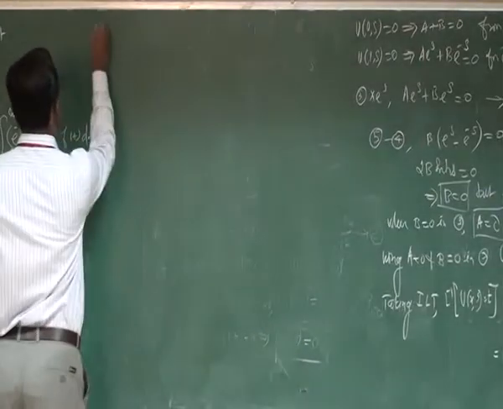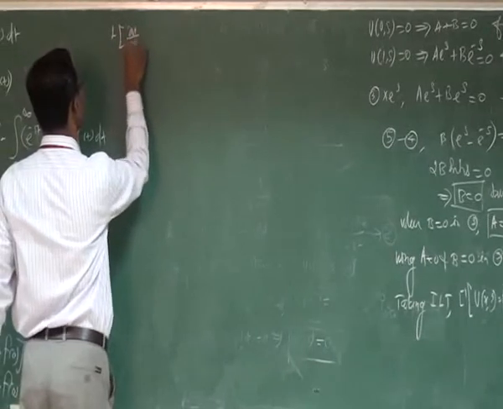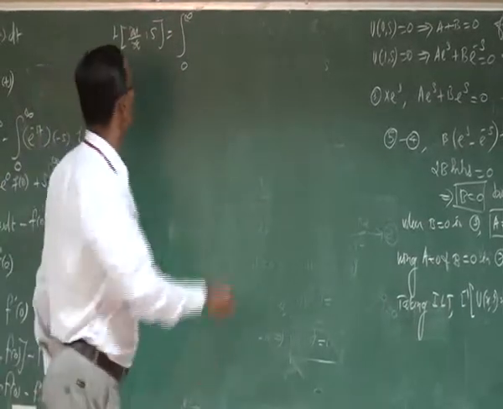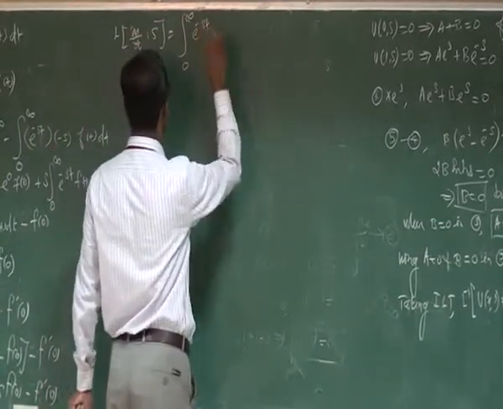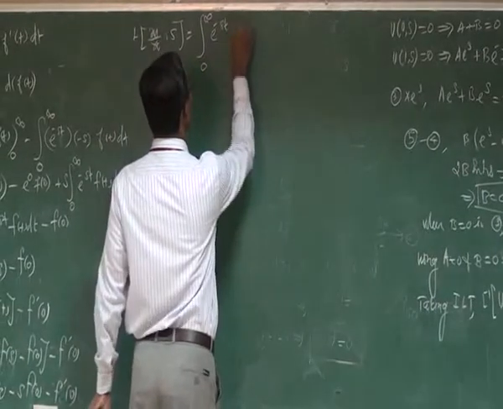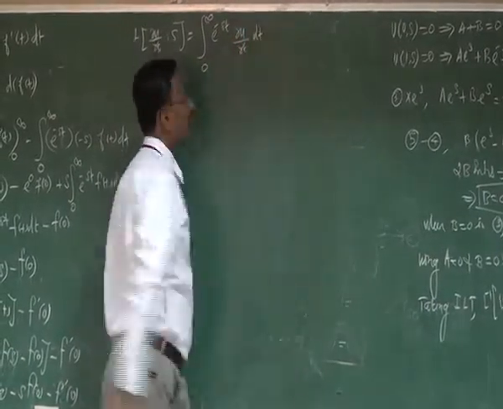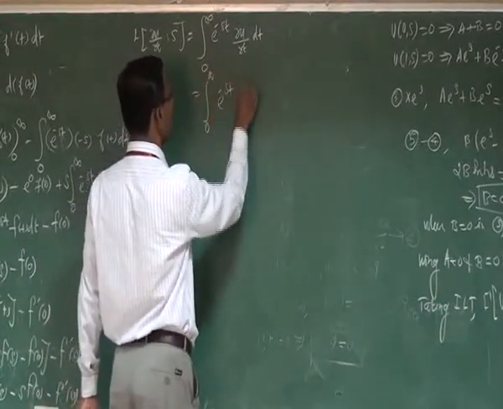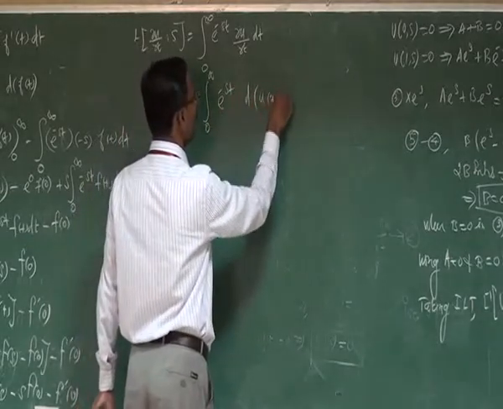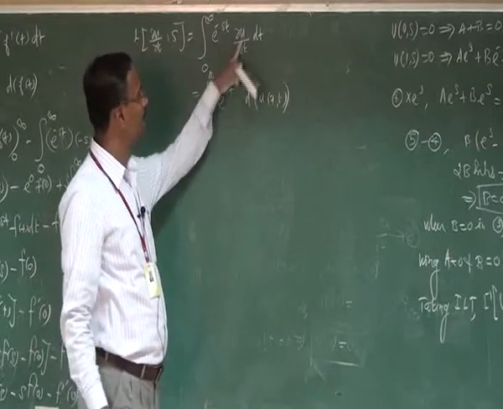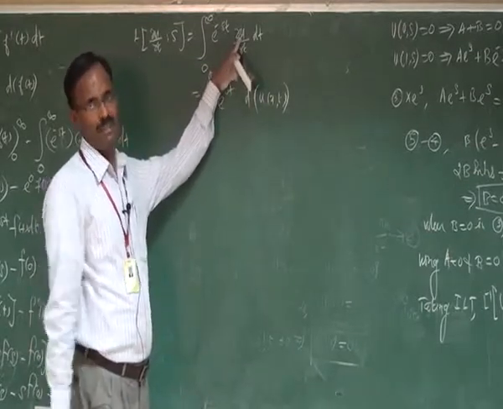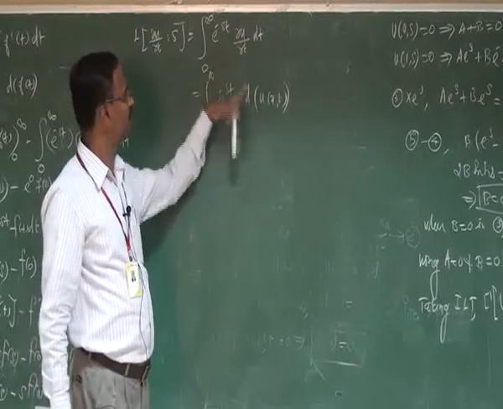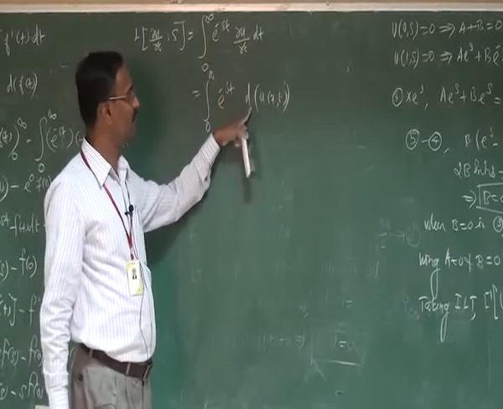Actually, the Laplace transform of dou u by dou t is, by the definition, integral 0 to infinity e power minus st, dou u by dou t into dt. It is equal to integral 0 to infinity e power minus st times the derivative of u of x comma t, because u is a function involving two variables. Among the two variables, we are fixing x as a constant. That's why we treat the partial differentiation as an ordinary differentiation.